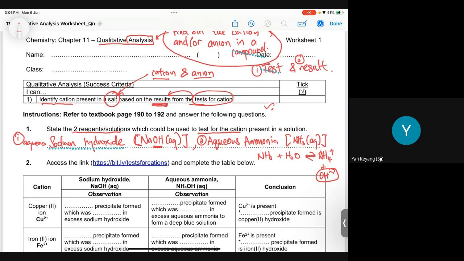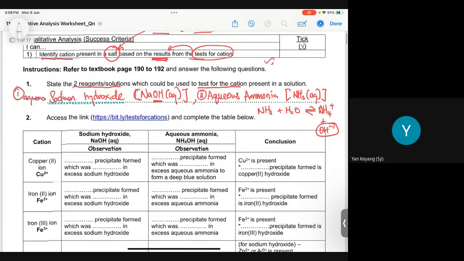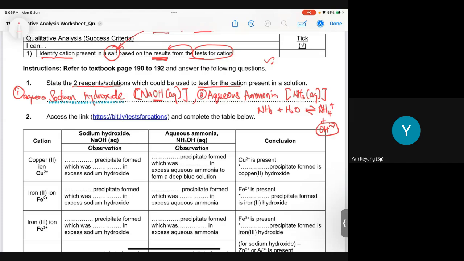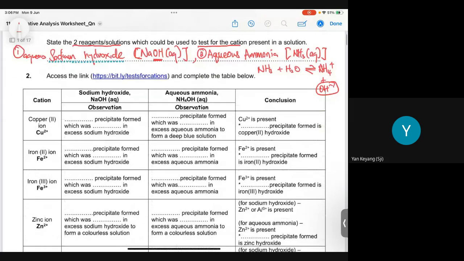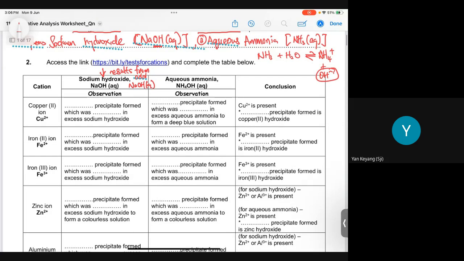Okay, we're now going to zoom in on the various results from the test. For this particular column, we are going to see the results from adding aqueous sodium hydroxide. We'll go row by row. Then for this other column, we'll see the results from adding aqueous ammonia. Can you all help me change this to aqueous ammonia? It should be this one over here.